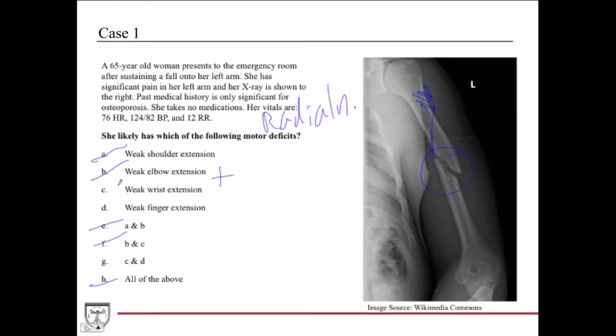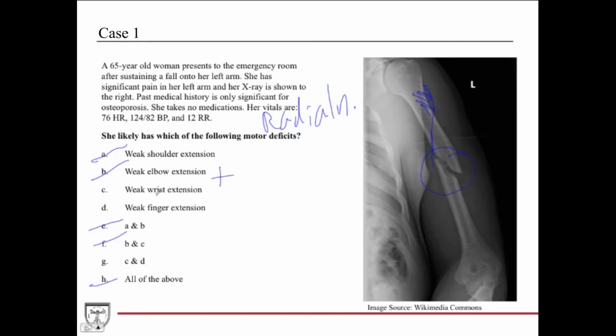So we're left with C, D, or G, with C and D. So we've got to decide if it's one of these or both. So now we're down to wrist extension. So then we go distal to the injury here. The radial nerve is going to come down here, go past the elbow, and then go into the forearm, where it's going to innervate most of the muscles responsible for wrist extension. And then as a result of that, it's also going to innervate muscles that are involved in finger extension.